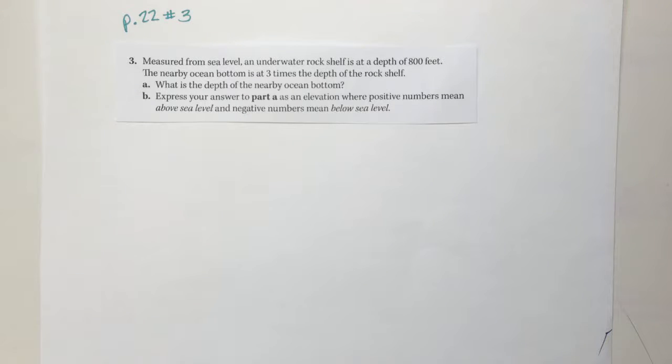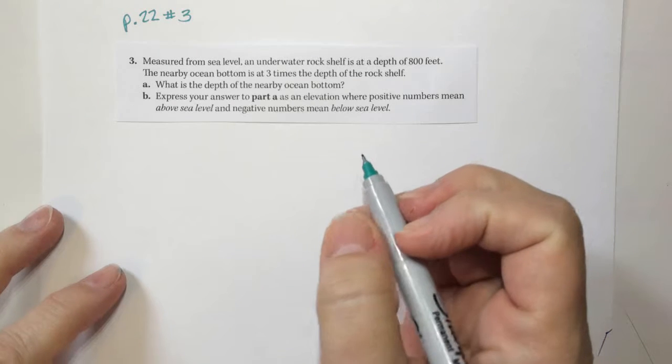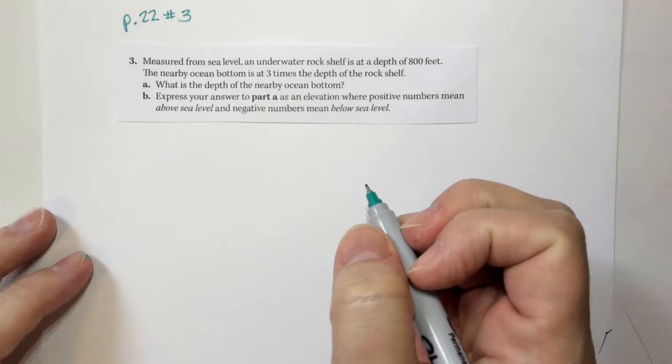Okay, so I have a question on the homework, page 22. I went ahead and chose number 3. Measured from sea level, an underwater rock shelf is at a depth of 800 feet.